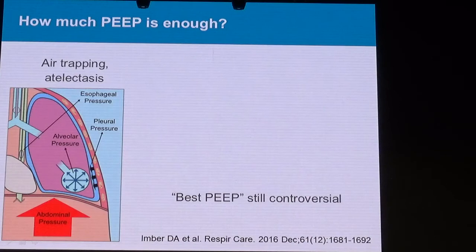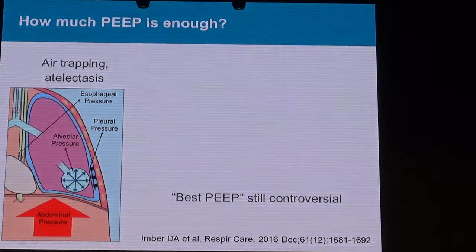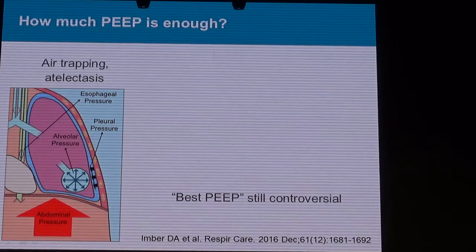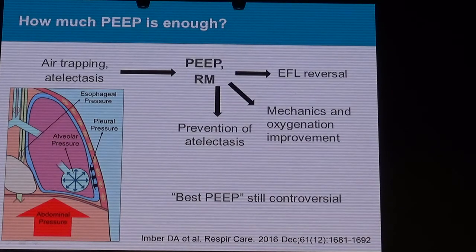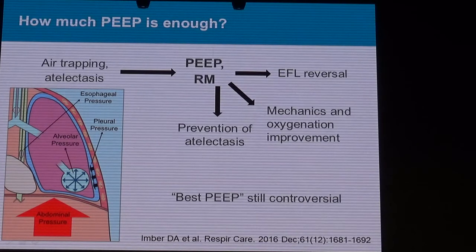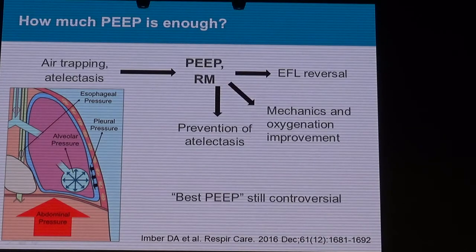So, with this in mind, the question is how much PEEP is enough for this patient, how should we titrate, and what methods should we use to titrate ventilation in these patients. We know that PEEP and recruitment maneuvers in these patients reverse atelectasis, reverse expiratory flow limitation, and also improve oxygenation. But the question is how, and how should we apply pressure?